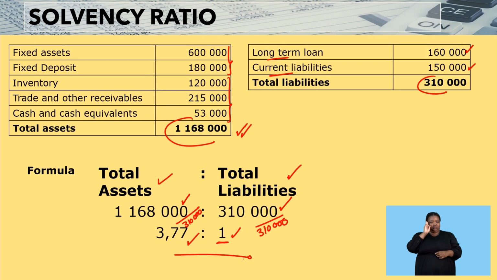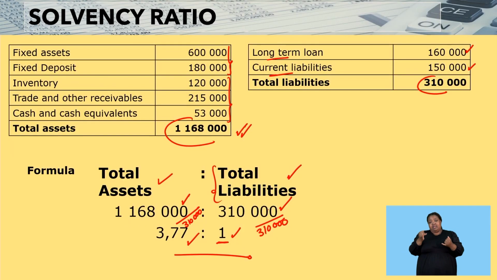Very important: when you are calculating a ratio, your answer has to be as to 1. For you to get that kind of answer, you must divide everything by what is on your right side. In this case, it is our total liabilities amount, which is 310,000. That is how I get 1, and then I do the same here and get 3.77.